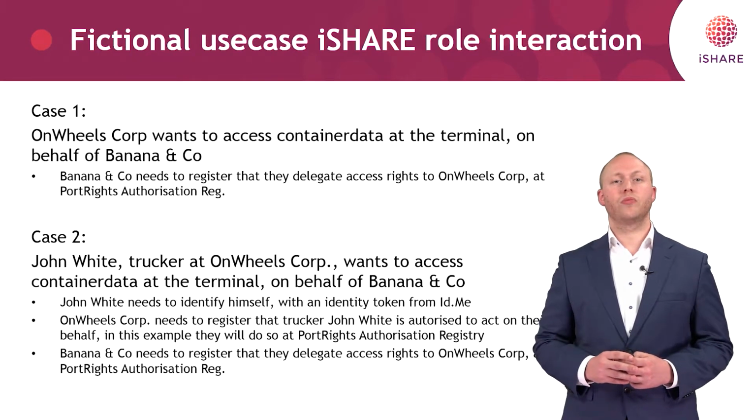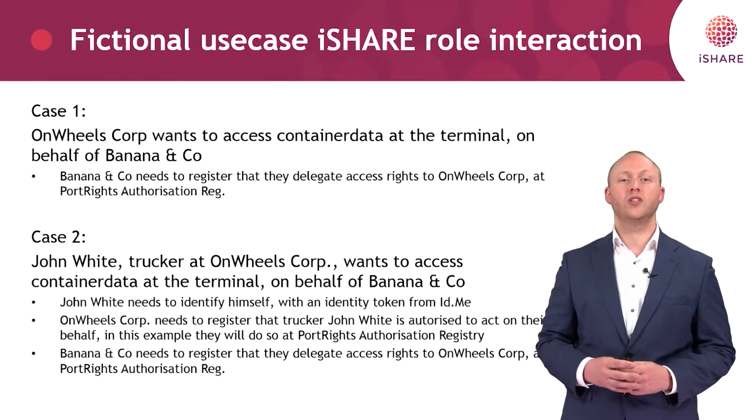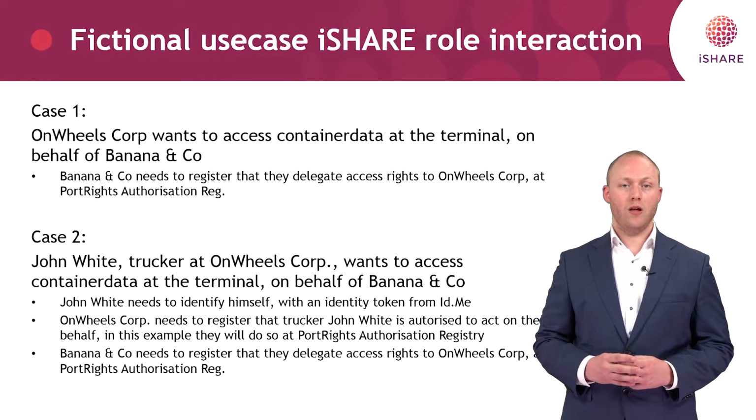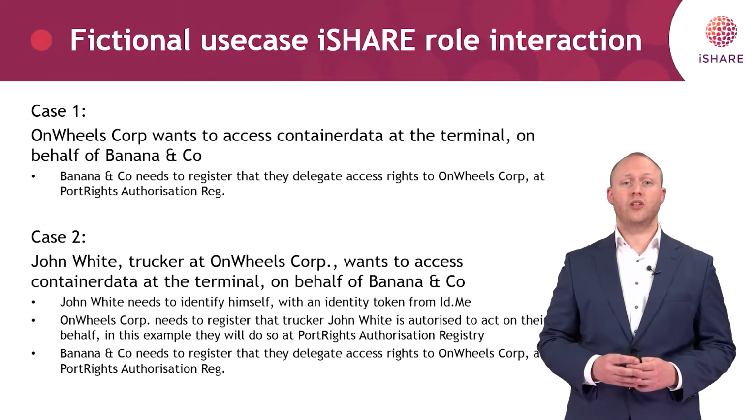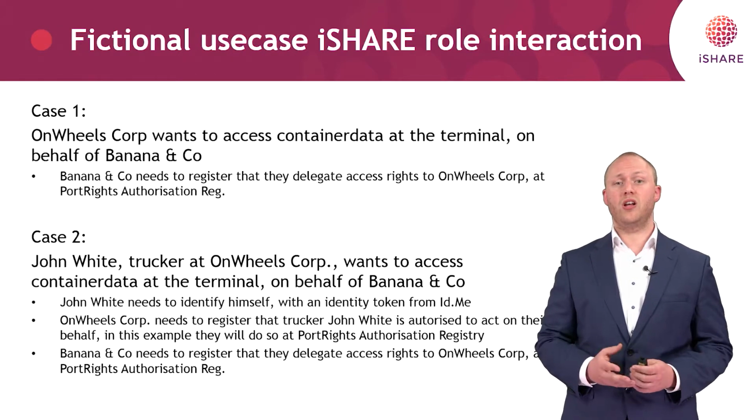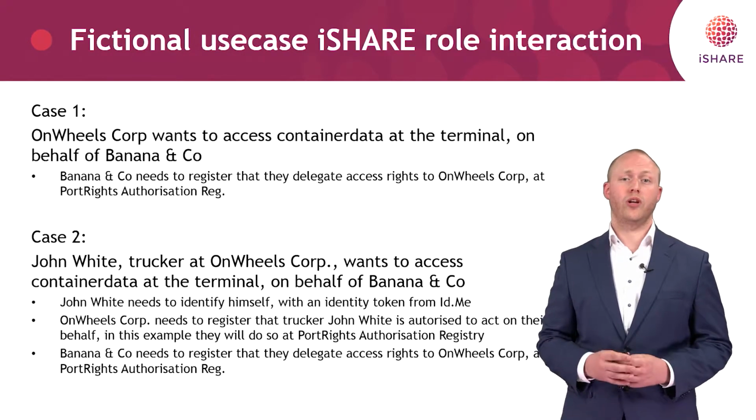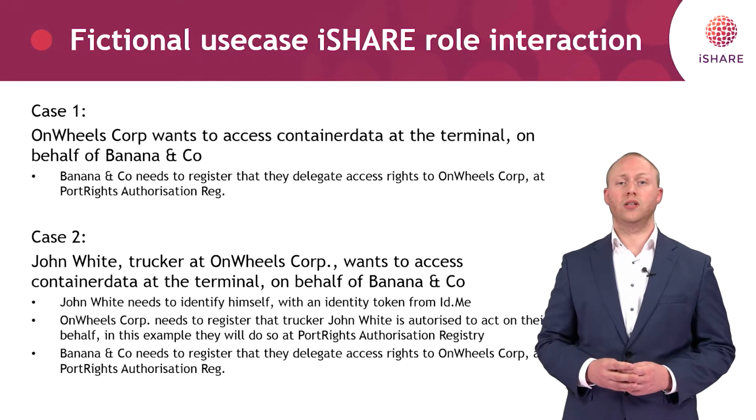The second part, a physical person is present. It's John White, a physical trucker who works for On Wheels Corporation, who is requesting data, for example, through a web interface. For this use case to happen, Banana & Co. also needs to register that On Wheels Corporation is allowed to access their data, but also On Wheels has to register that John White is indeed working for them. And John White has to verify his identity with a token he has received from ID.me.